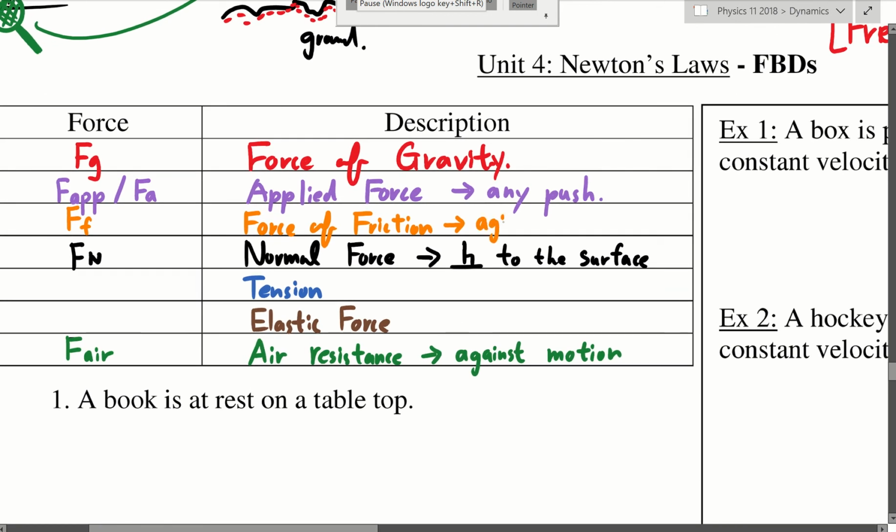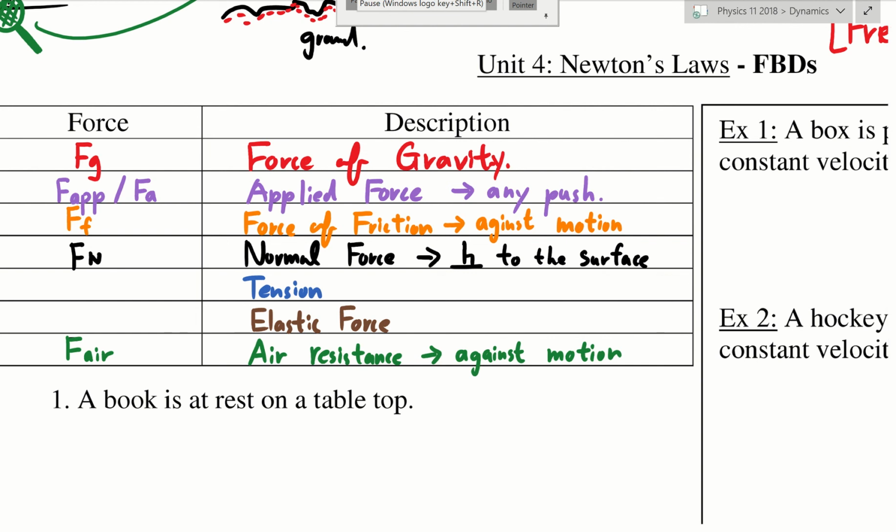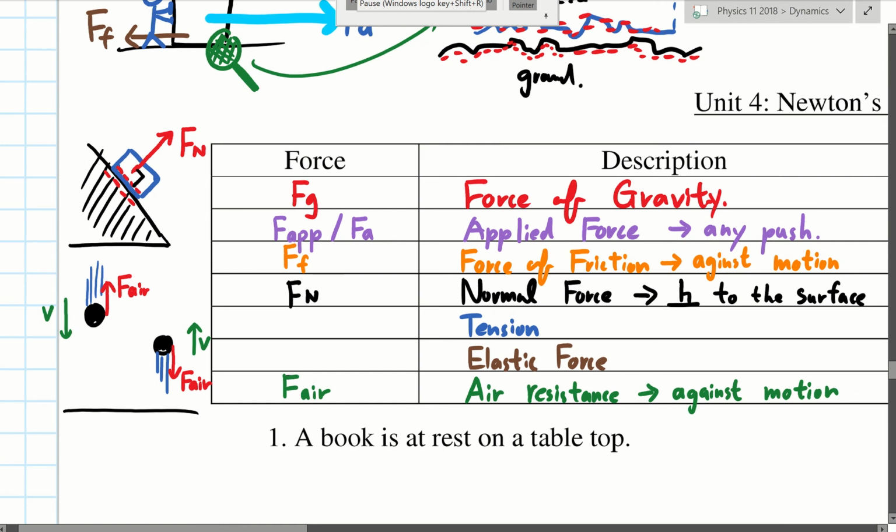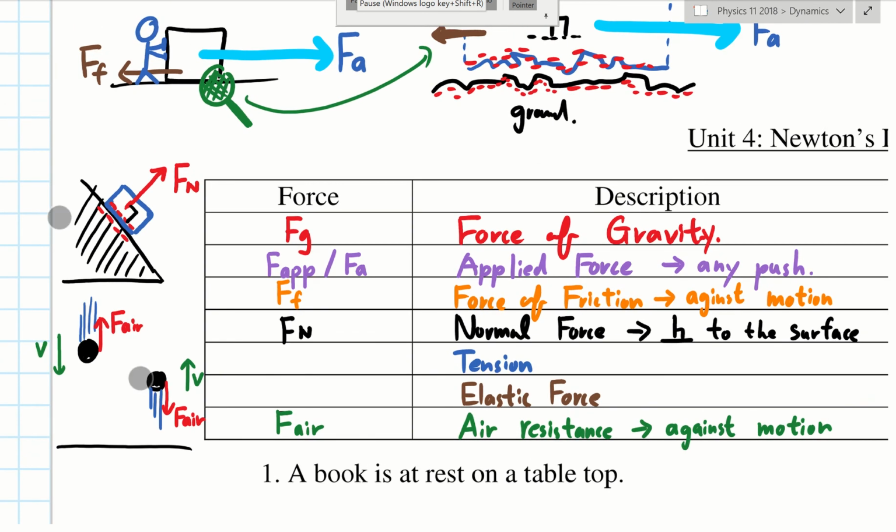Okay, and this is also, of course, against motion. So if you slide an object to the right-hand side, the surface friction will be to the left. If you slide an object forward, the surface friction will be backward. As long as you're sliding an object some way, the friction is in the other direction. So for example, you can even see it from this sliding.